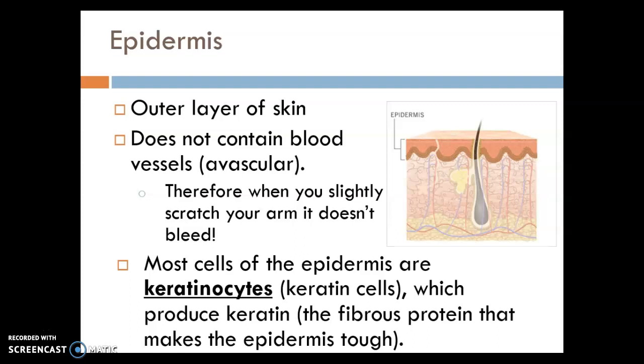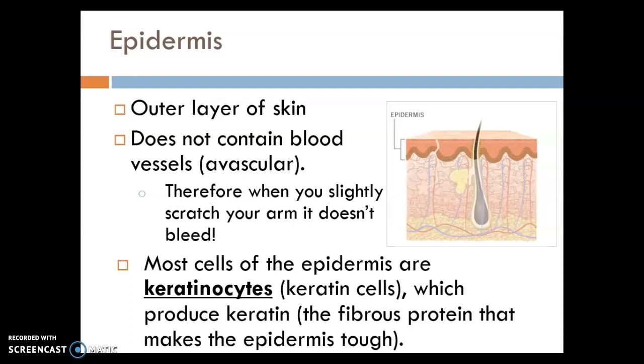So the epidermis, outer layer of the skin, doesn't contain blood vessels, so it's avascular. Doesn't have any blood vessels. It's this red part up on top here. It's mostly cells that are keratinocytes, which is keratin cells. Like I said, it's a protein in the epidermis.